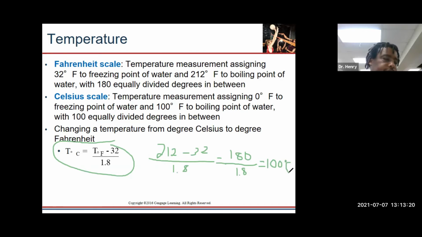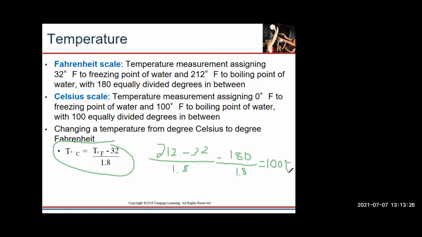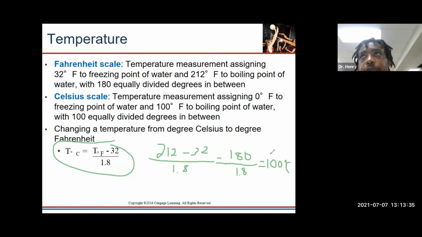Are you guys there? For the definition for the freezing point of water for the Celsius scale, that F is supposed to be a C, right? That is supposed to be a C. That is correct. That's a typo. Good eye.